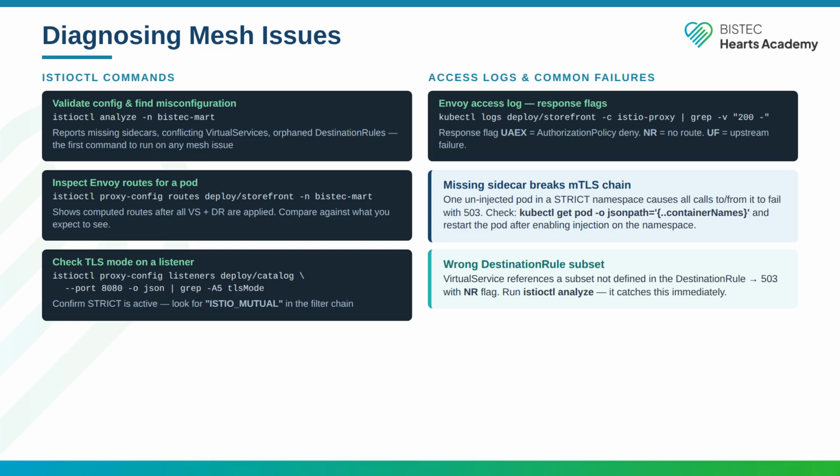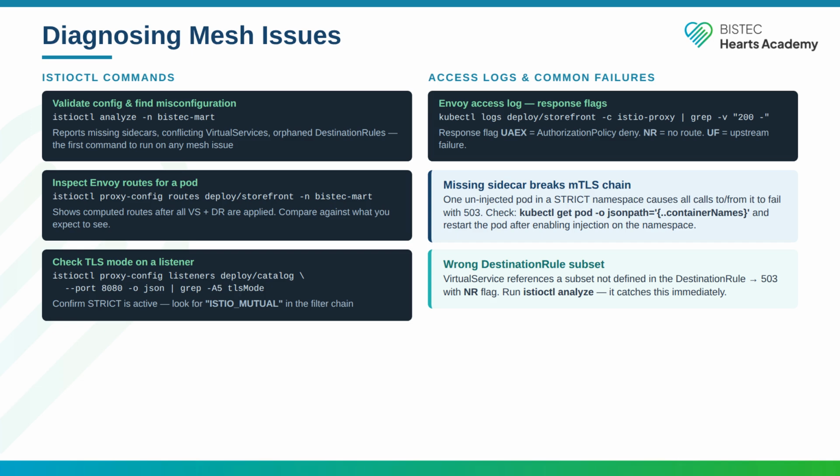Envoy access logs are your per-request record. Filter out the 200 responses and look at the response flags on everything else. UAX means the request was denied by an authorization policy. NR means no route was found, usually a missing or mismatched destination rule subset. UF means the upstream connection itself failed.